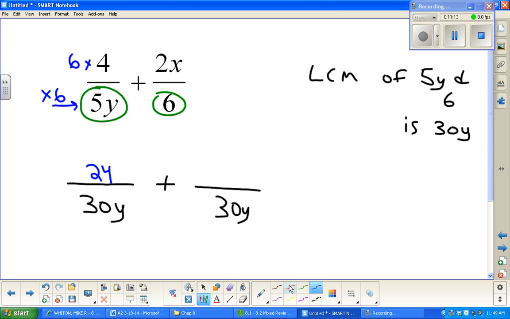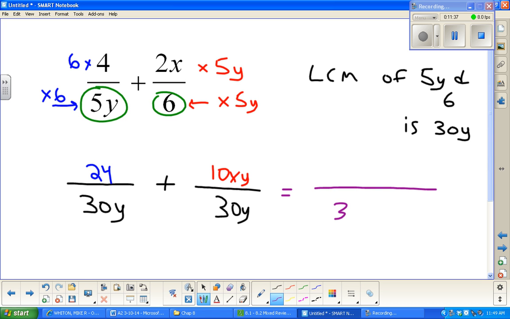Okay, and our term on the right, to make this 6 become a 30y, it got multiplied by 5y. Okay, so whatever that numerator is, it's getting multiplied by 5y. So it's really 2x times 5y. It's going to be 10xy. Okay. All right, now we're able to add. Okay, we can add these two things together.